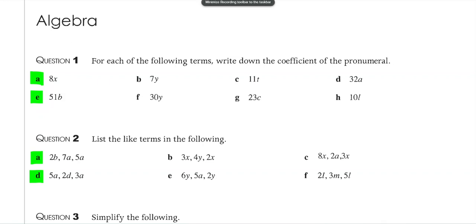Head. So algebra. Let's go through this section, and remember you're filling in all the gaps afterwards. So first question, for each of the following terms, write down the coefficient of the pronumeral.